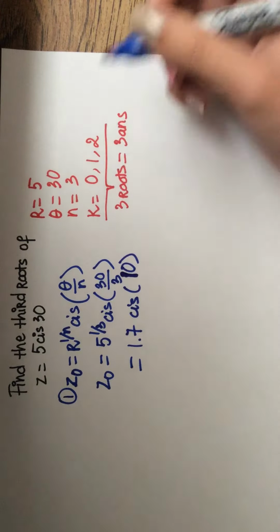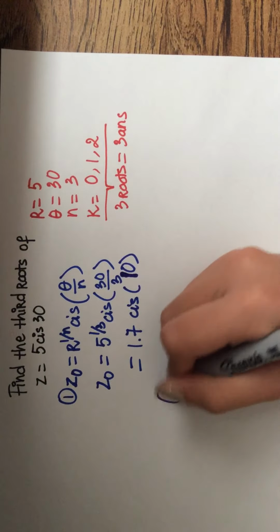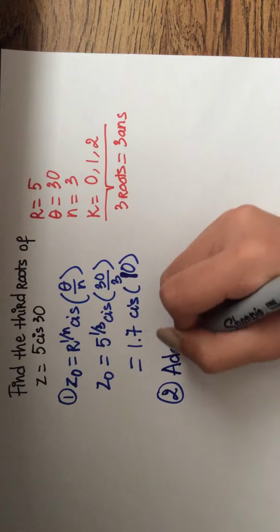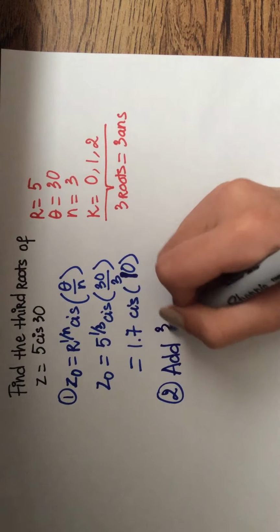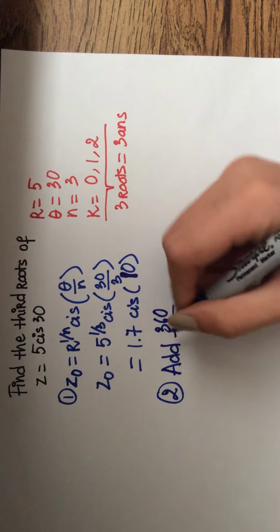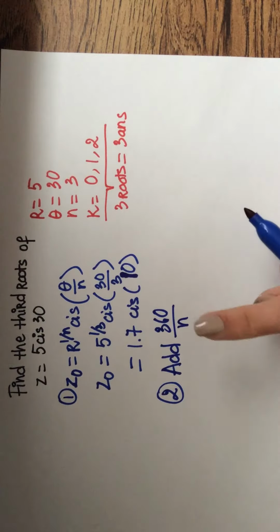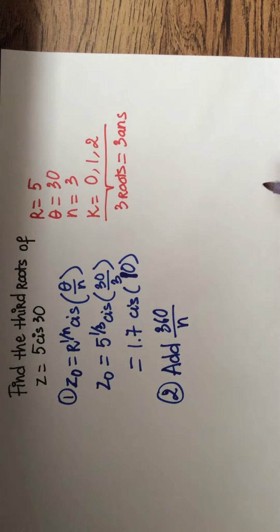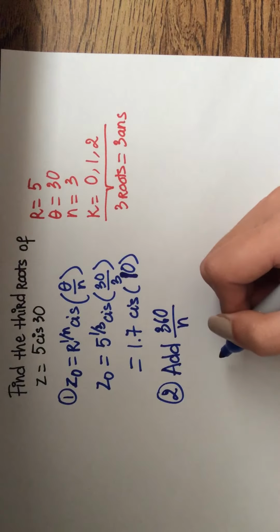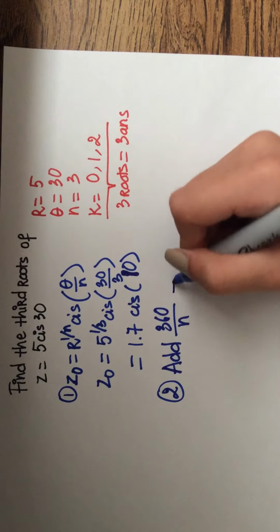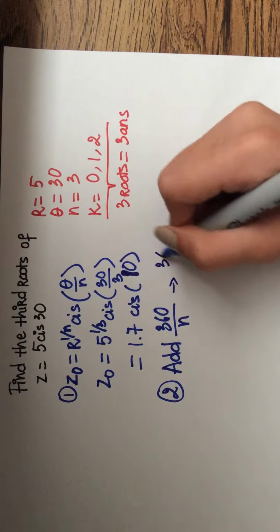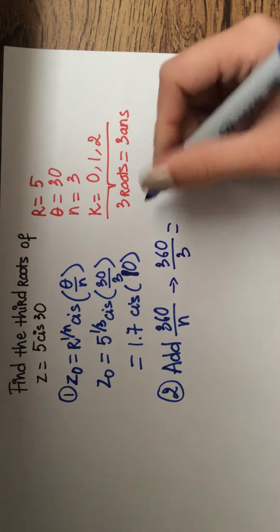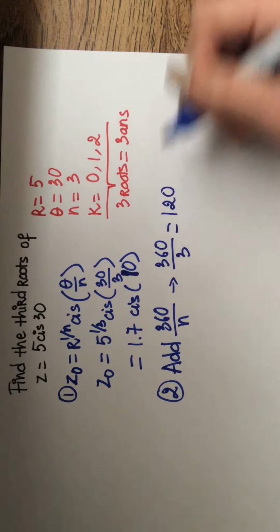Then the second step, which is your last step, you're going to add to your theta 360 over n, and this is the second formula you will always use for this problem. For your problem right here, if you plug your number in, it's going to be 360 over your n, which is 3, so that will give you 120.